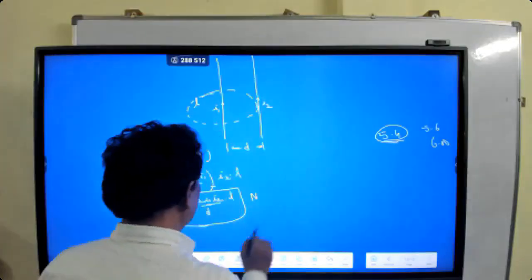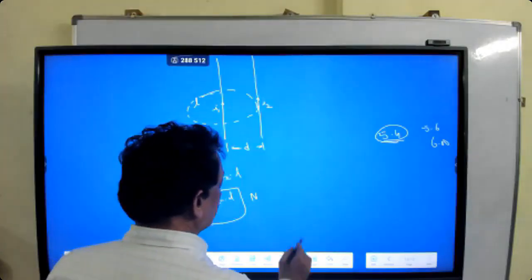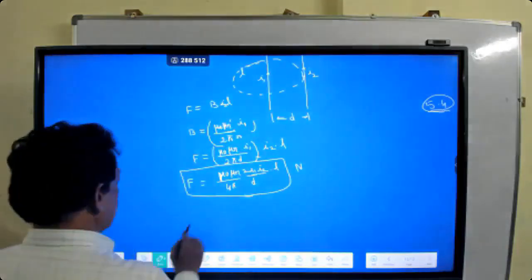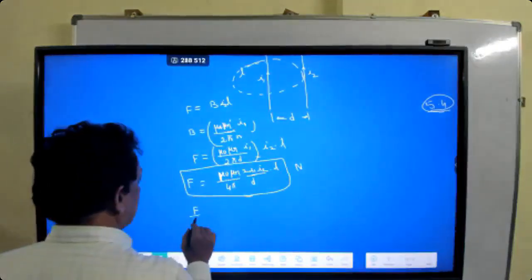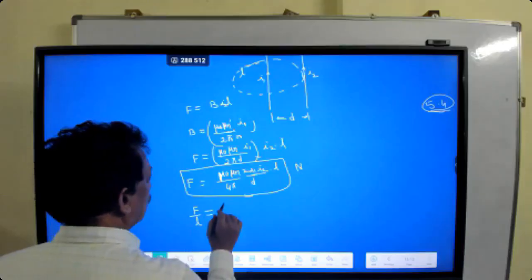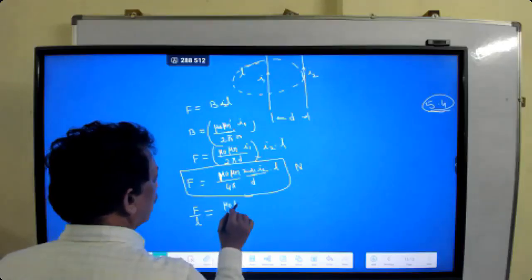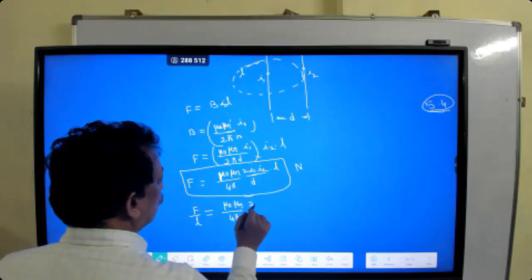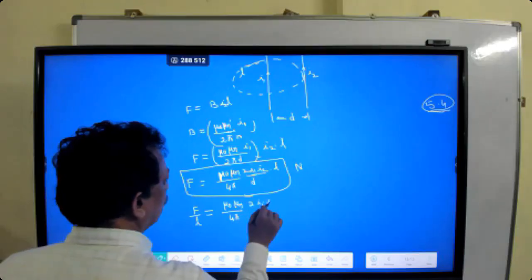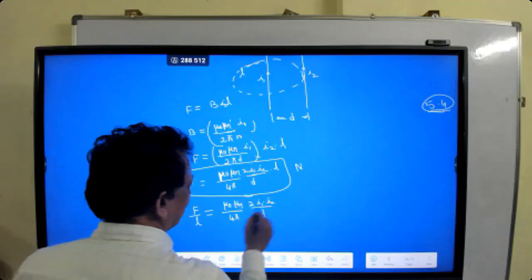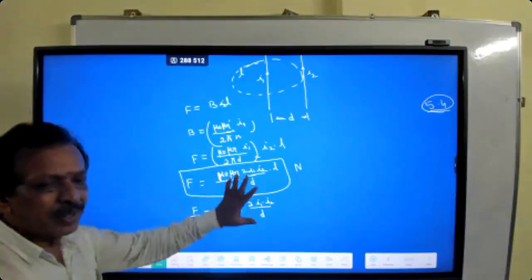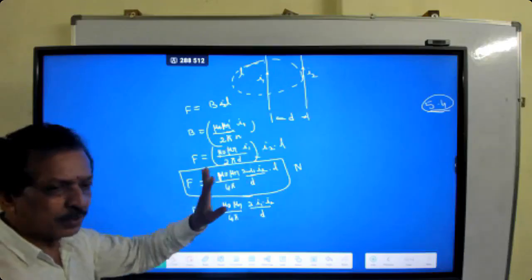Now the force per unit length, with unit Newton per meter. So F by L is equal to mu naught mu r by 4 pi into 2 into I1 I2 divided by d. Then you can cancel the 2, it is your choice. The original formula is there, then you can do manipulation.